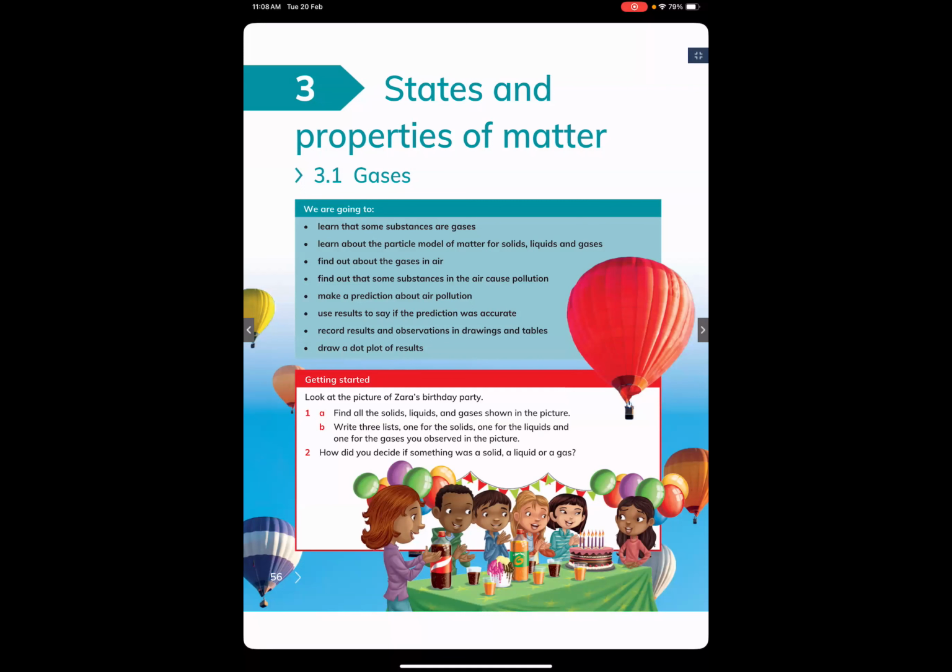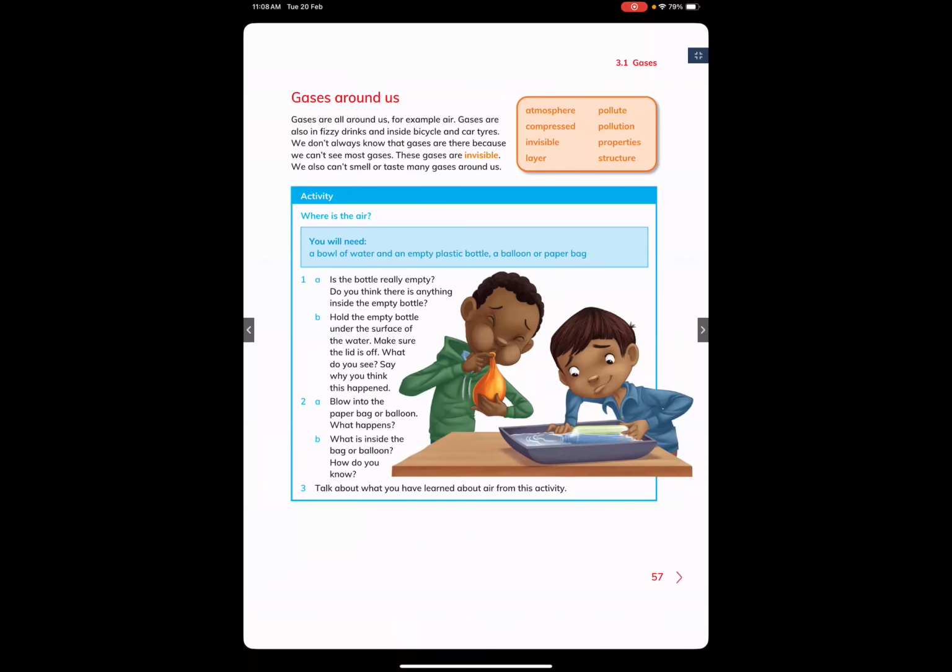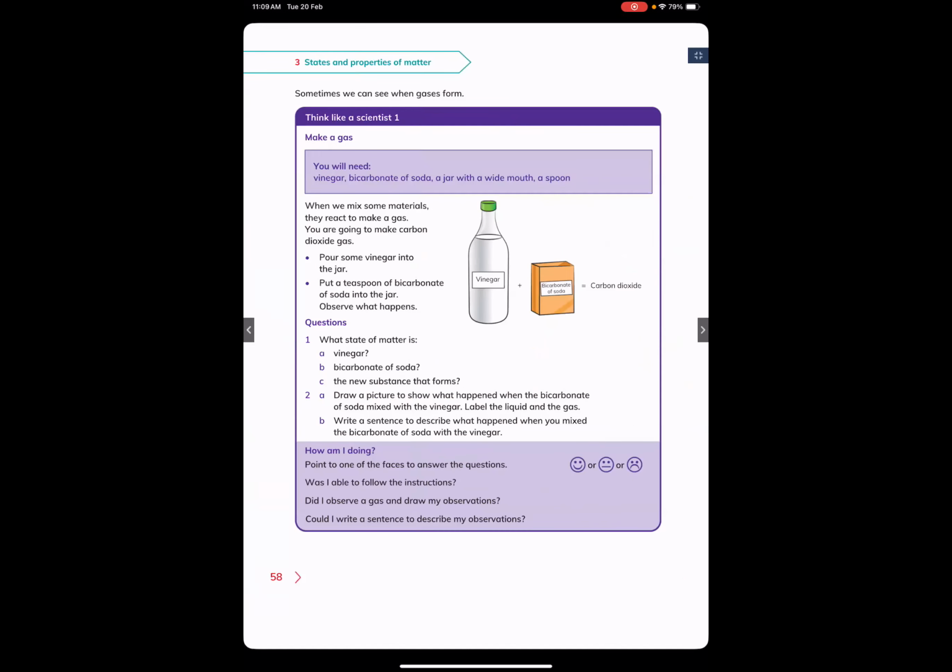So here 3.1 talks about gases, and what the different properties of gases are, how they can be compressed, where gases are formed, and gases also cause pollution. And in the atmosphere there are different layers which have different types of gases around them, and some gases are visible, some gases are invisible. So these are the basic facts about gases, followed by some experiments.